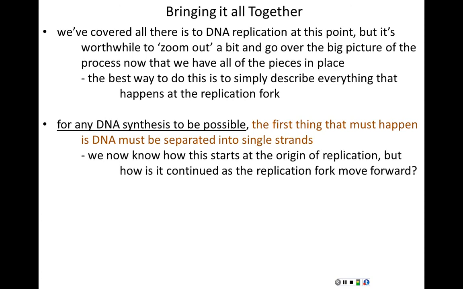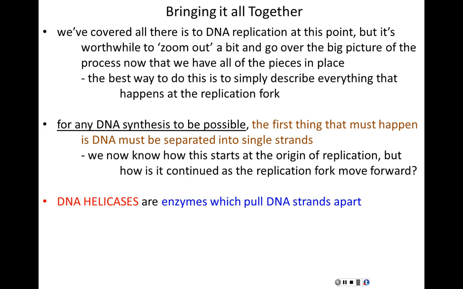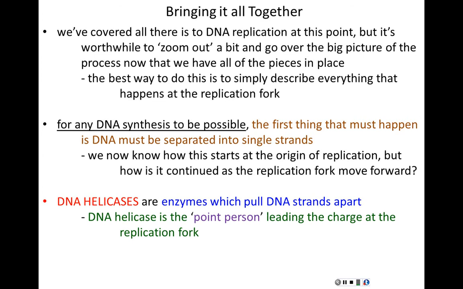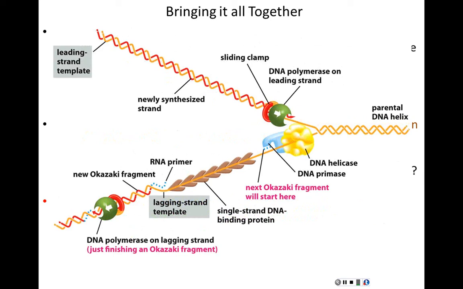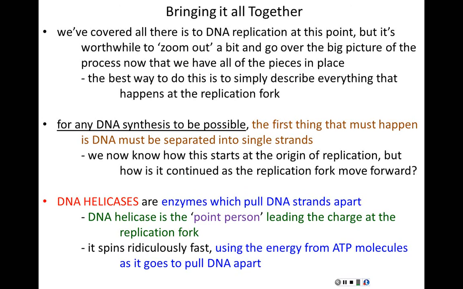The enzymes responsible for pulling DNA strands apart during replication, after they've been pulled apart at the initial replication bubble, are DNA helicases. DNA helicases are the point proteins at the replication fork that lead the charge of replication. They spin very fast, right in front of the polymerase machinery, and pull strands apart. In this diagram, the DNA helicase is shown in yellow, pulling this parental DNA molecule apart into its two individual strands. Again, DNA helicase spins ridiculously fast. It uses energy from ATP to physically pull DNA apart, and without DNA helicase, we would never have single-strand template, and we wouldn't be able to replicate DNA.